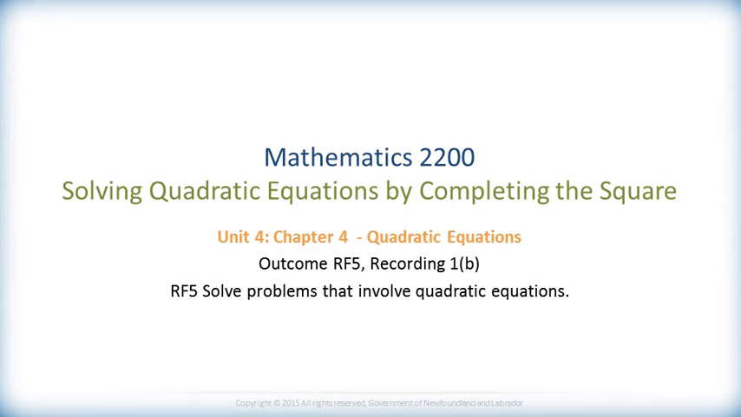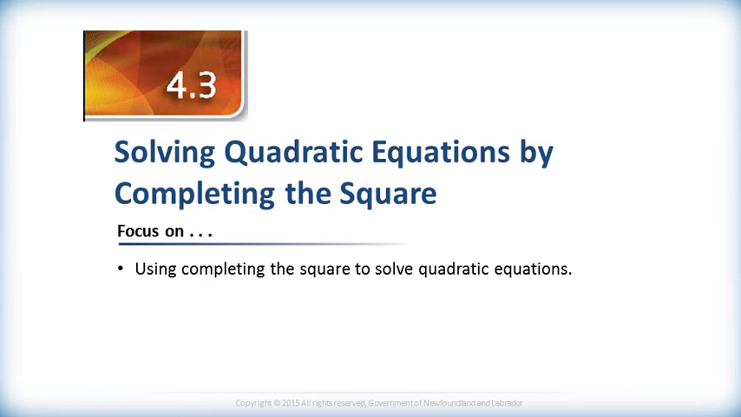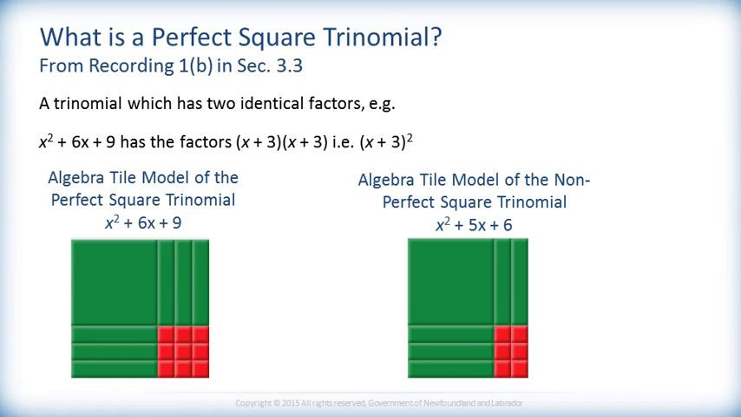Welcome to Recording 1B in our series on solving quadratic equations by completing the square for Unit 4, Chapter 4 of Mathematics 2200. We'll be focusing on how we can use completing the square to solve quadratic equations. Kind of a good link to what we did back in Section 3.3, Chapter 3, when we went from standard form to vertex form of a quadratic function. And also from there, a little bit of review.